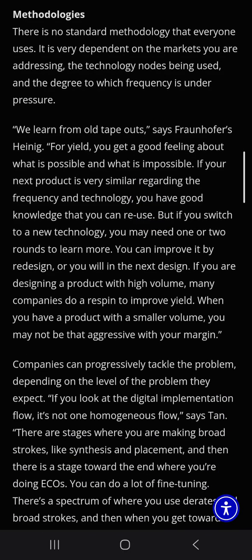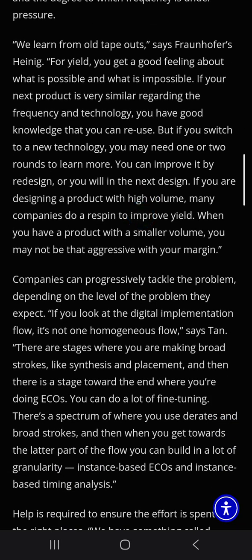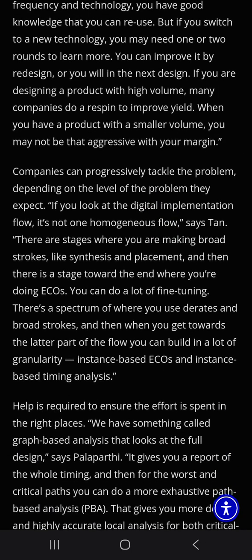If you are designing a product at high volume, many companies do a respin to improve the yield. When you have a product of smaller volume, you may not be that aggressive with your margin. Companies can progressively tackle the problem depending on the level of the problem they expect. If you look at a digital implementation flow, it's a homogeneous flow. There are stages where you are making broad strokes, like synthesis and placement, then there is a stage toward the end where you are doing signoff. You can do a lot of fine-tuning.